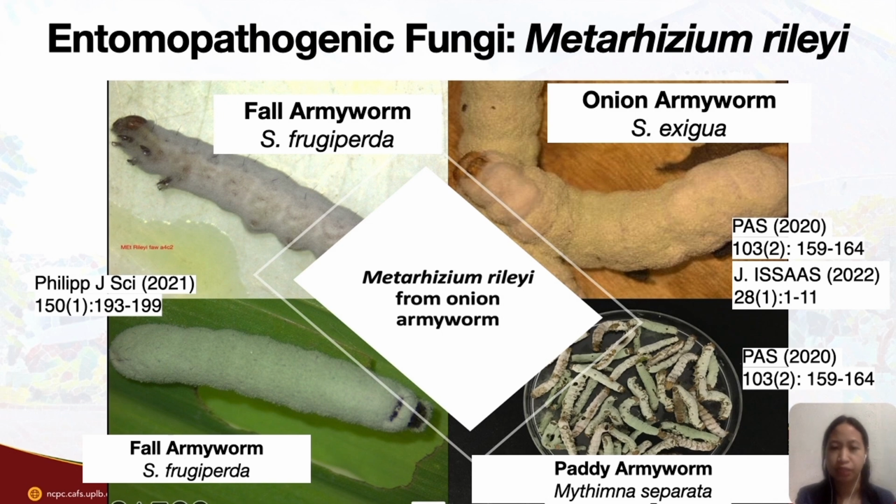Our first isolate of Metarhizium relayi was recovered during the outbreak of onion armyworm, or Spodoptera exigua, wherein we successfully isolated Metarhizium relayi from field-collected larvae. Likewise, during the fall armyworm outbreak, mycosed larvae due to Metarhizium relayi were recovered in several cornfields. We discovered that the Metarhizium isolate from Spodoptera exigua was infective to Spodoptera exigua and also infected Spodoptera frugiperda and the purple armyworm, Mythimna separata, in our laboratory setups.